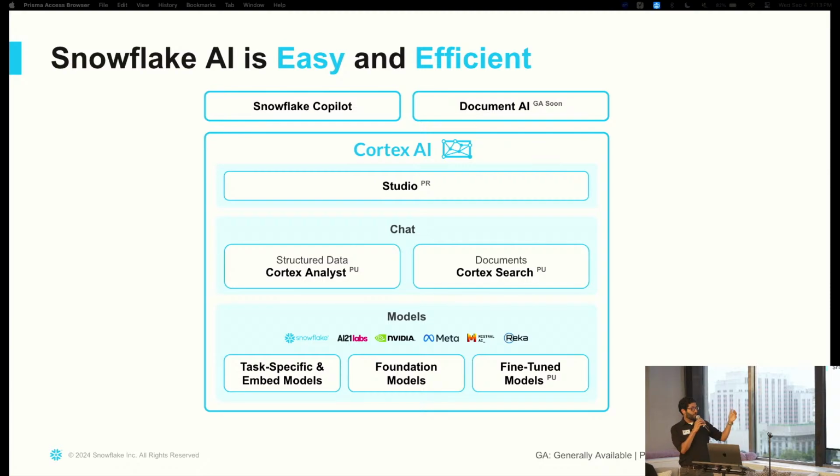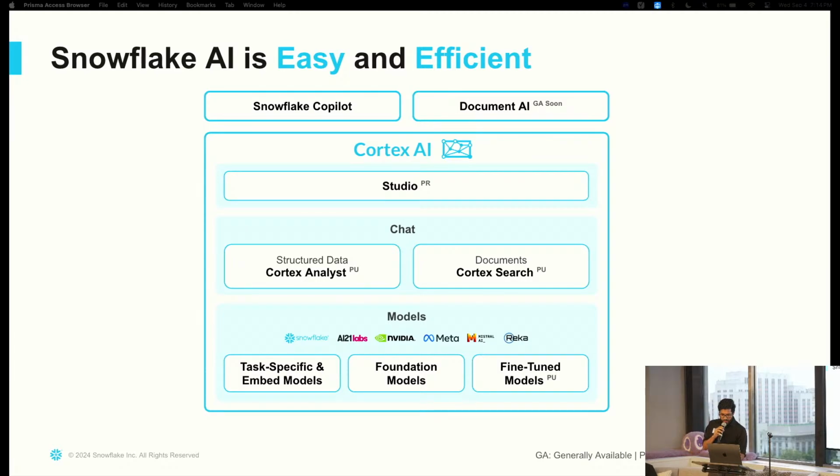On top of all this, we have also built a couple of experiences for you. We have Snowflake Copilot, which takes natural language and writes SQL for developers. And then we have Document AI that can extract values from your documents and put them in a tabular structure so that you can start running analytics on it. So that's the high level of Cortex. It's easy and efficient because we have created a bunch of tools for you to use. It's all out of the box, fully governed, and fully serverless.